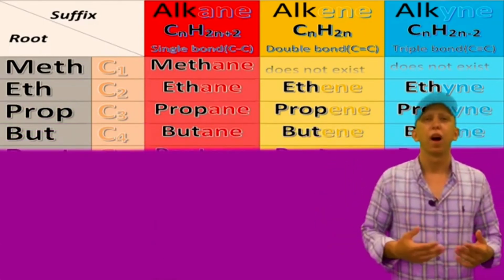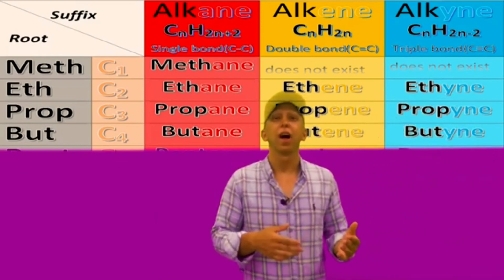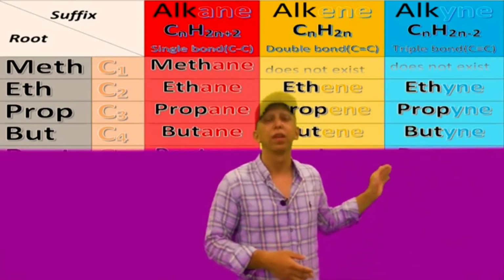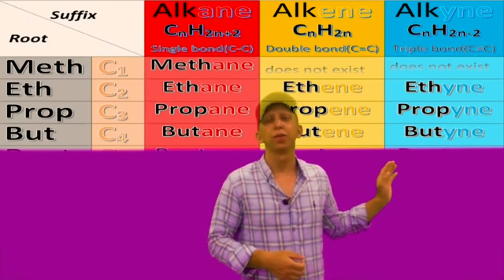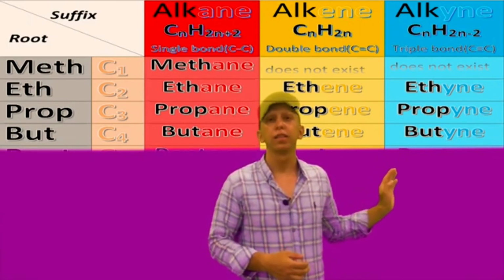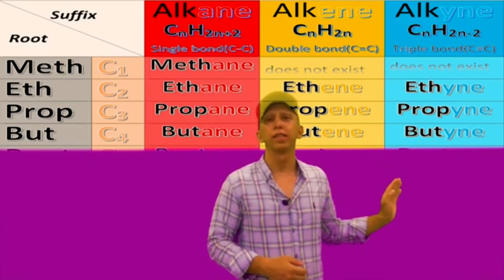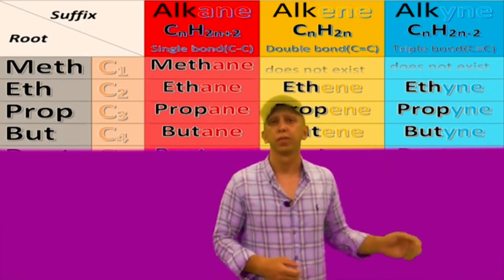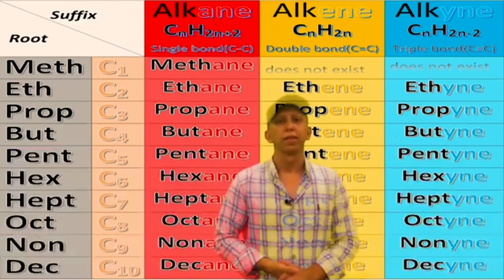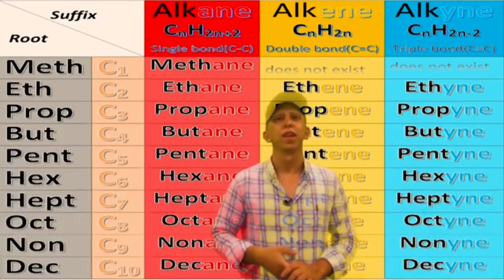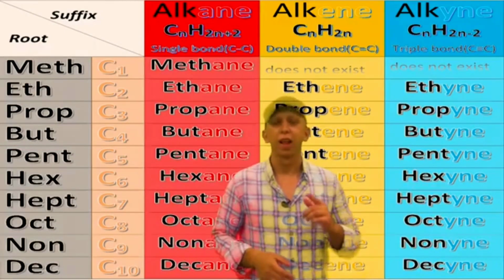Or the names of hydrocarbons based on alkyne. For example, C2H2 is ethyne. C3H4 is propyne. C4H6 is butyne. That's it. Now we are ready to name some structures. Let's do that.